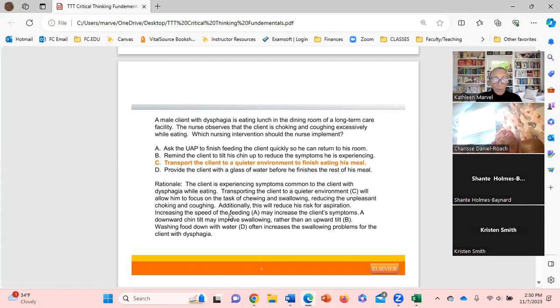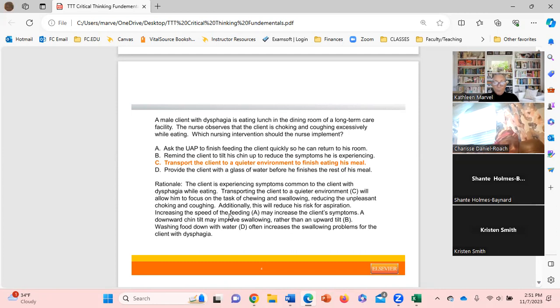If you have dysphagia, it's not that uncommon to be choking or coughing. Right. So if we transport him to a quieter environment, maybe he'll be able to focus on the task of chewing and swallowing. Additionally, maybe it'll reduce his risk for aspiration. If you're choking and coughing, think about it, you're pretty frantic. So moving to a quieter environment where there's not as many distractions makes sense.